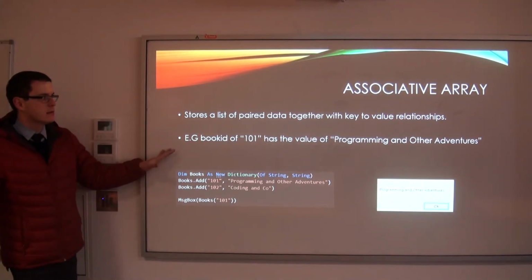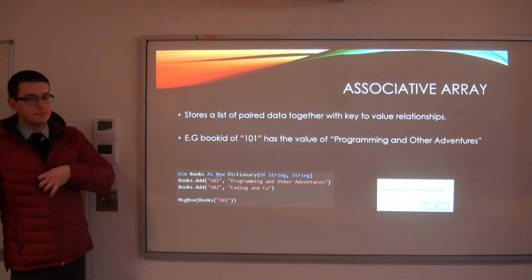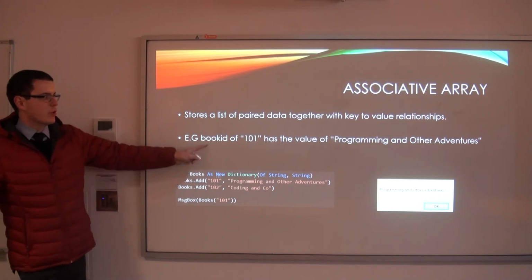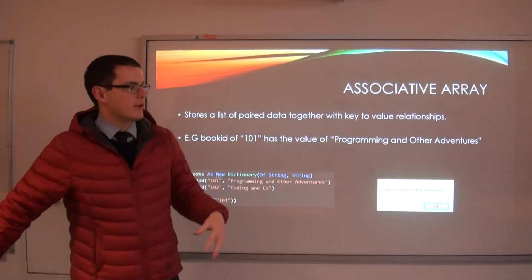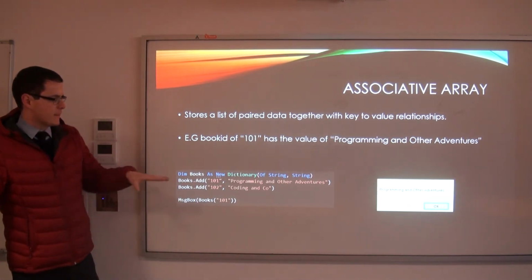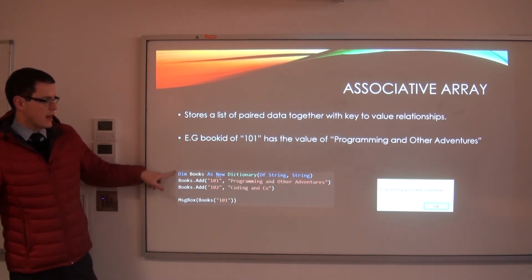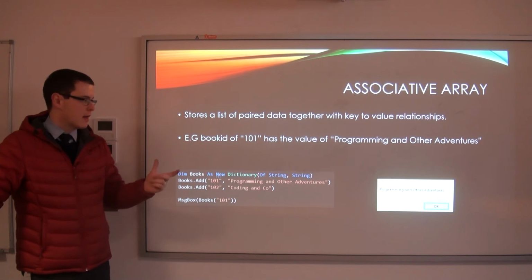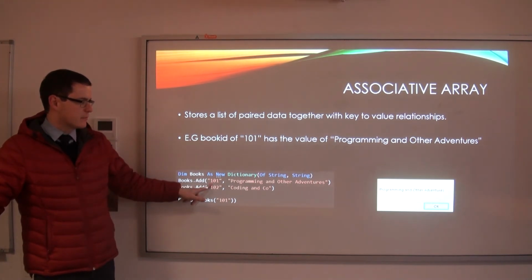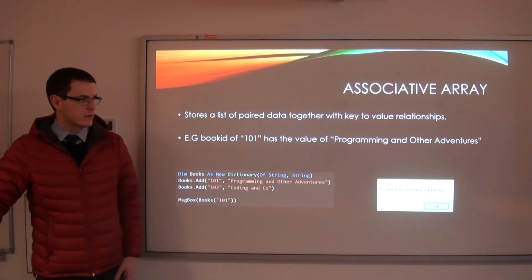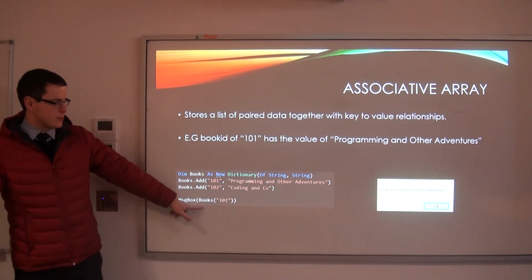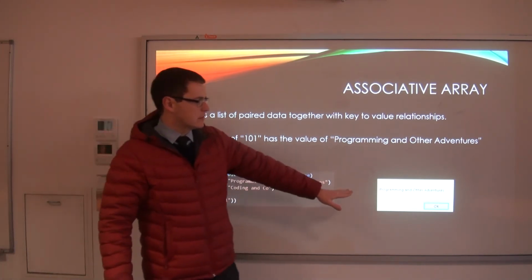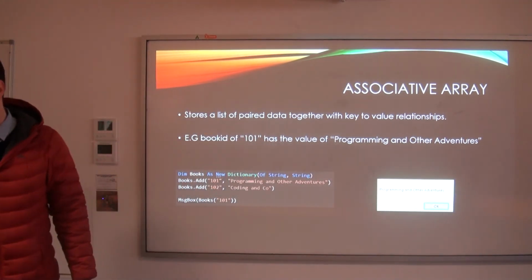An associative array, okay, is a list of paired data. It pairs a key with a value, okay? So for example, book ID of 101 has a value of programming and other adventures. Okay? In VB, this is what it looks like. Okay, so you're creating books as a dictionary. Dictionary, associative array, basically the same thing. It's that key value pair. Alright, you can see that's the key, there's the value. Okay? And so for example, you put a message box and you're going to show what's stored in the key 101. And it comes up, programming and other adventures.